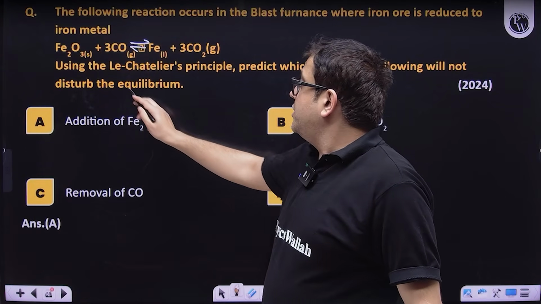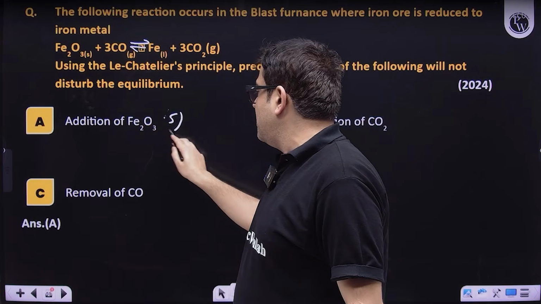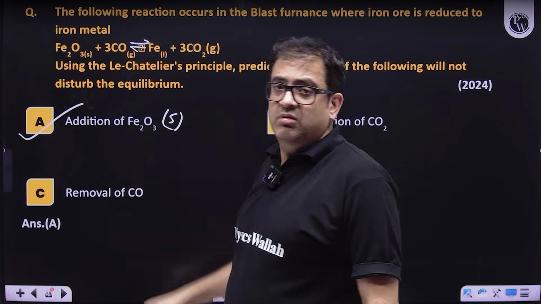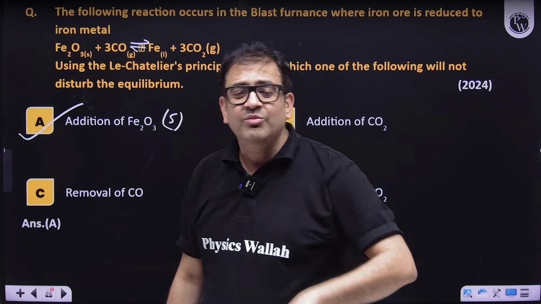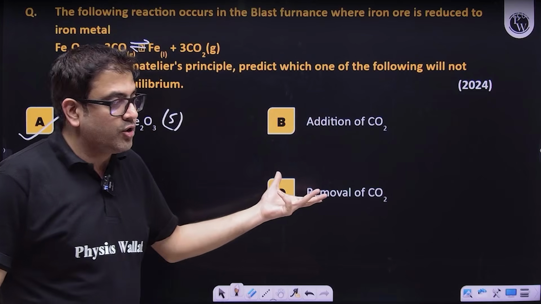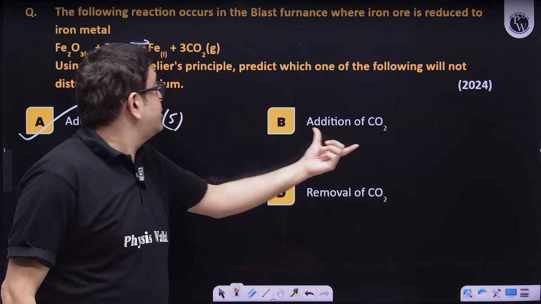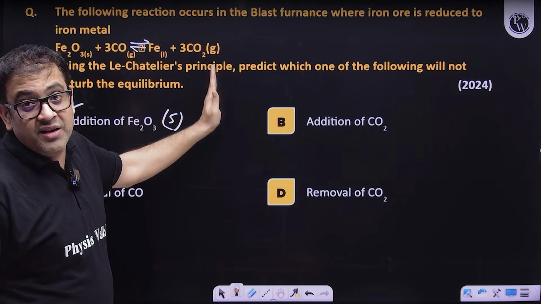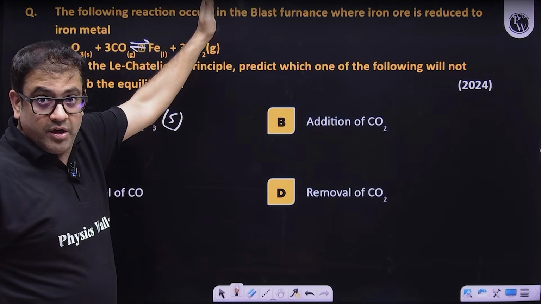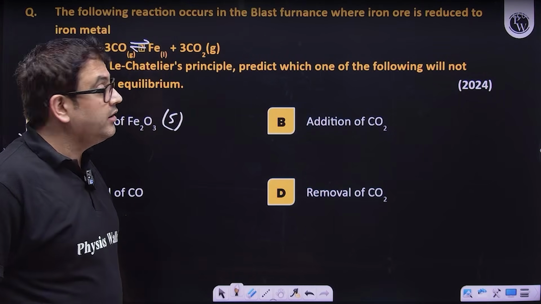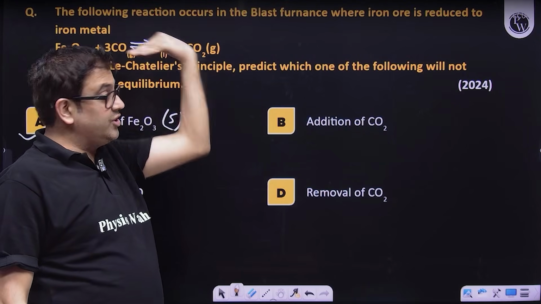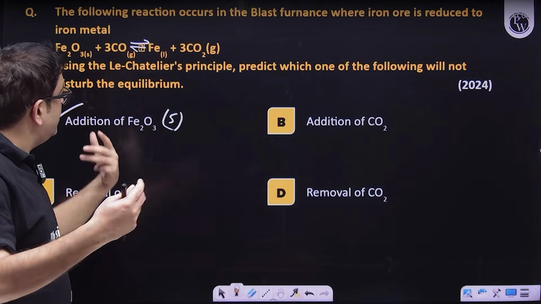Addition of Fe2O3, which is a solid. Sir, a pure solid does not impact the state of equilibrium. So addition of Fe2O3, yes, it will not. Sir, it's a mains question. I told you the answer. How much time does it take? But since we are practicing, I am telling you about the other options also. Addition of CO2, sir, CO2 is a gas. If I add CO2, product increases, the reaction proceeds backward. Product increased, so I will try to decrease it. In order to decrease the product, it has to be consumed, so the reaction proceeds backward. Removal of CO, removing CO.